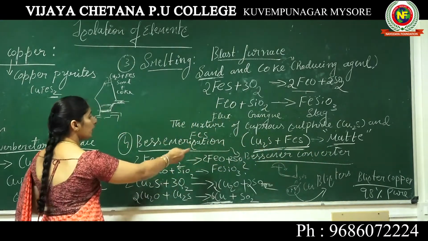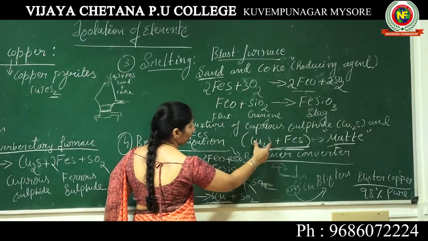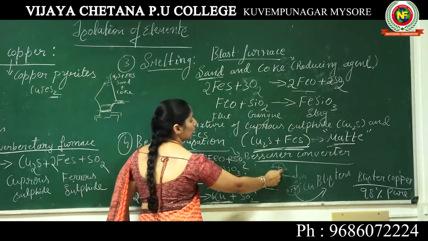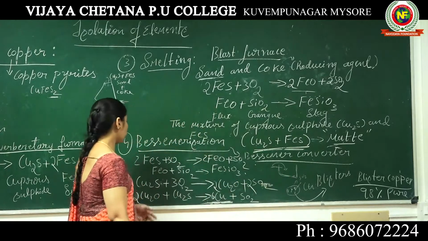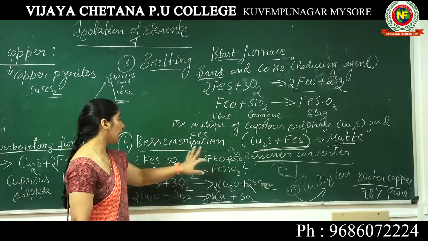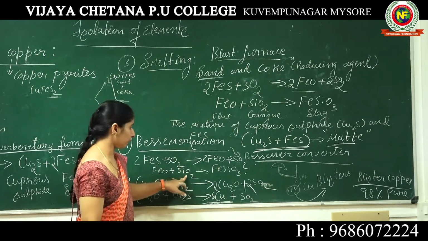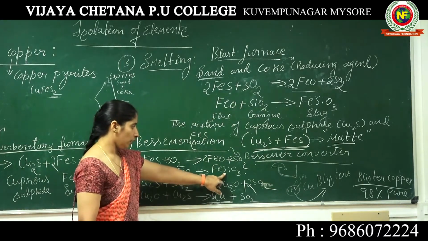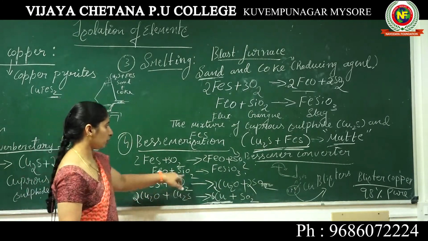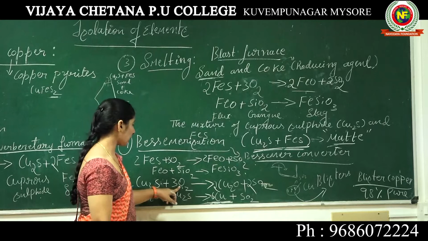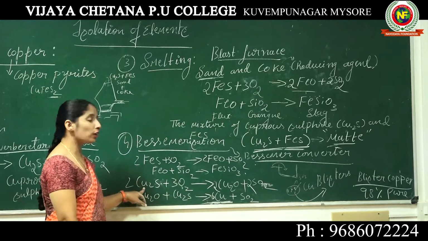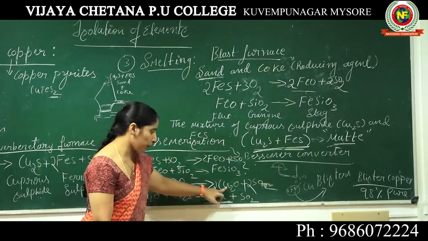This mixture, with Cu2S left behind, is again introduced into the Bessemer converter. In this Bessemer converter I am passing hot air inside. The traces of unconverted ferrous sulfide react with oxygen, forming ferrous oxide, which again combines with sand, the impurity silica, forming ferrous silicate slag. Next, the Cu2S reacts with oxygen, forming cuprous oxide. Only two-thirds of the cuprous sulfide reacts with oxygen, forming cuprous oxide.